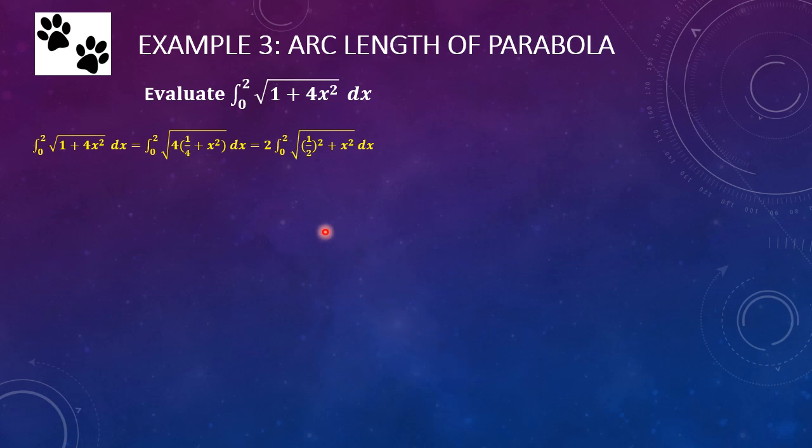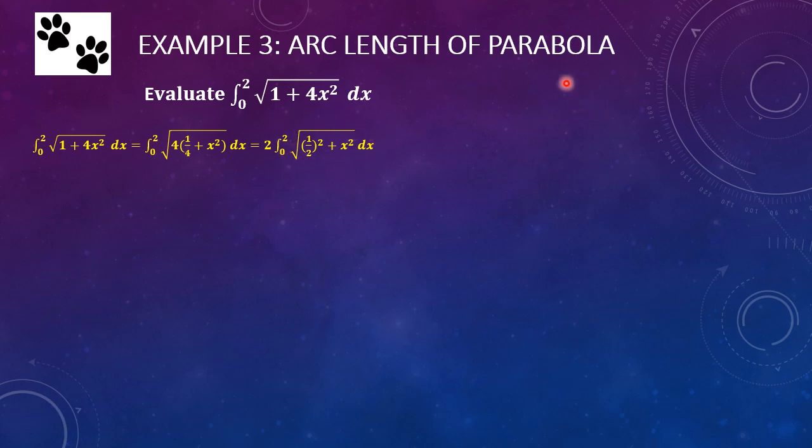Okay? So the first thing I'm going to do is factor out a 4 so that we get x squared alone. And notice that makes this 4 times the quantity of 1/4 plus x squared. Well, since it's a product now, I can take the square root of 4, which is 2, outside of the radical and also outside of the integral. That leaves us with 1/4 inside, and of course 1/4 equals 1/2 squared. So I can rewrite the original expression as 2 times the integral from 0 to 2 of the square root of 1/2 squared plus x squared dx.